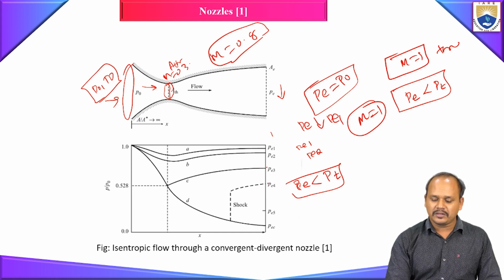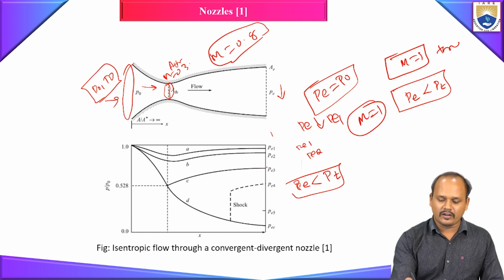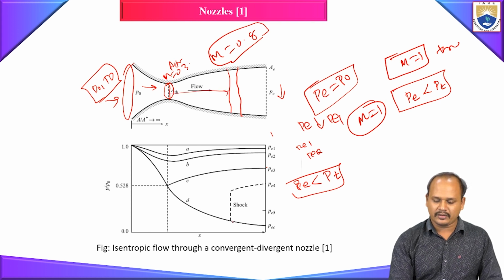So what happens in between, if we have a pressure in between these two ranges? For example, let's say for PE4, your flow will be accelerating up to a certain limit. After that, you will have the formation of a normal shock inside your divergent section. The normal shock means that up to this location, your flow is being accelerated. That's why your pressure keeps on decreasing.